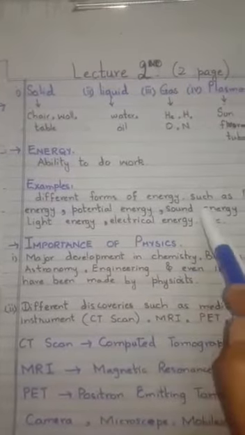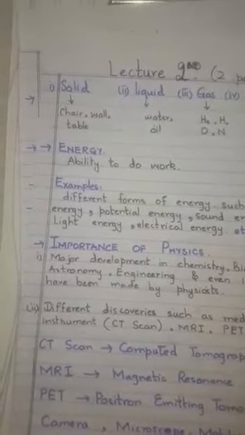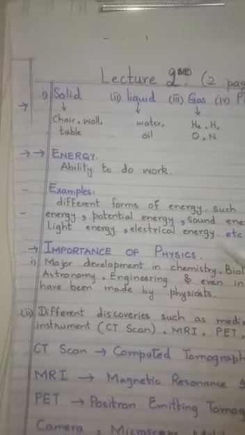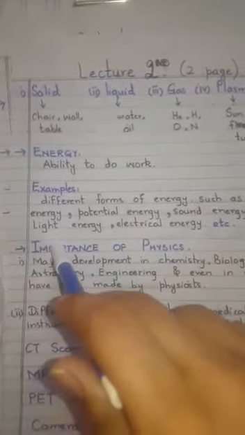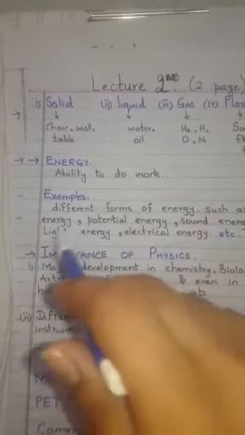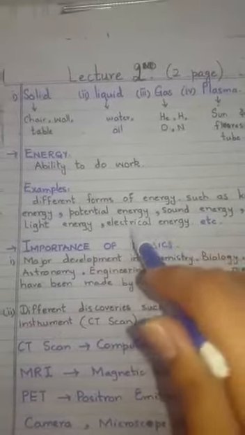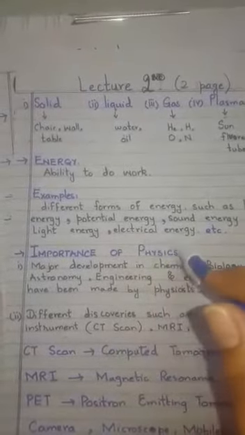The next one is sound energy. As its name indicates, sound energy means the energy which is possessed due to the sound of an object; that is known as sound energy. Light energy, as its name indicates, is related with light. The next one is electrical energy. Electrical energy, as its name indicates, is related with current, electricity.